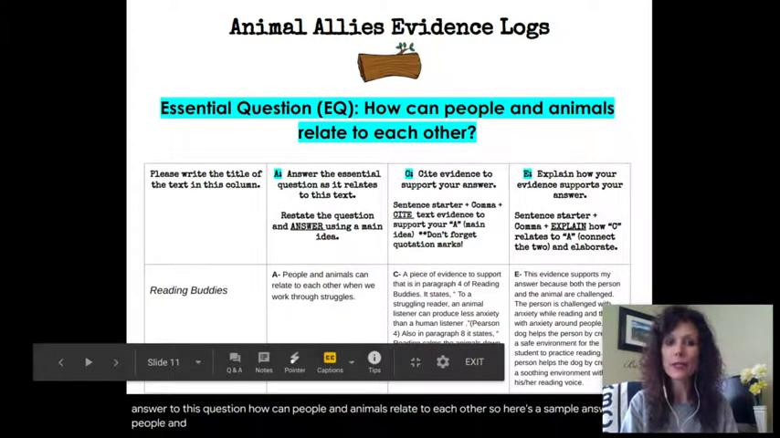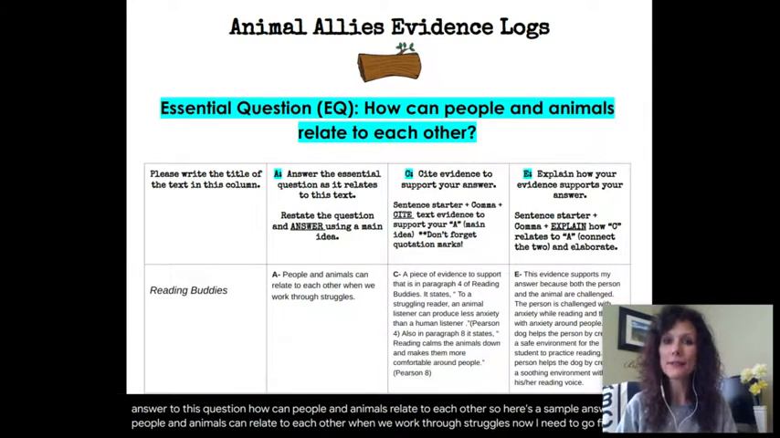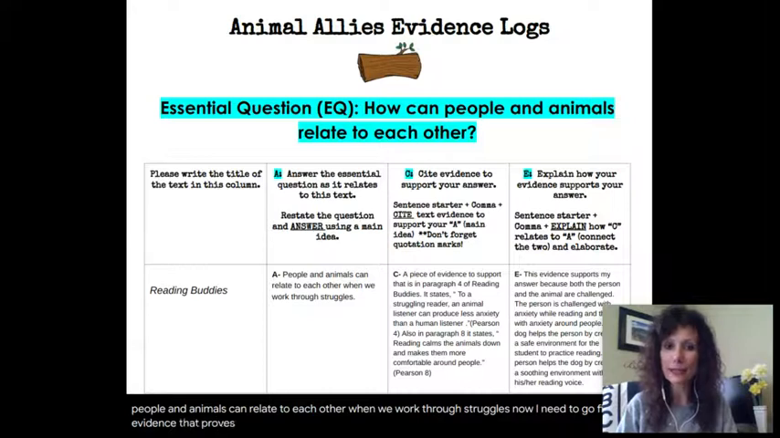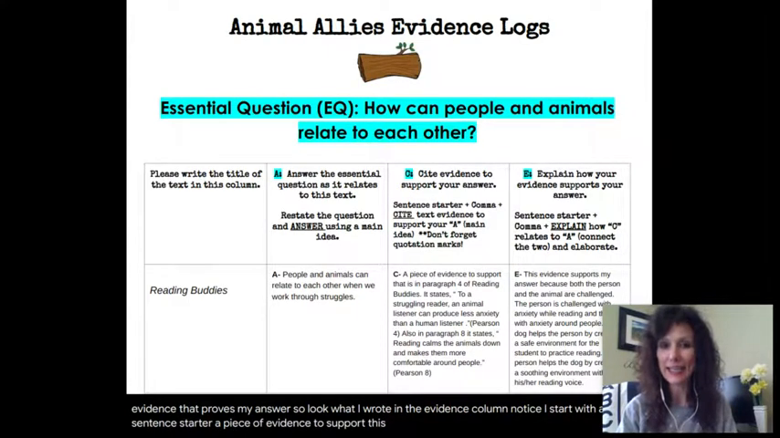People and animals can relate to each other when we work through struggles. Now I need to go find some evidence that proves my answer. So look what I wrote in the evidence column. Notice I start with a sentence starter. A piece of evidence to support this is, and I make sure I tell you where I found it. It's in paragraph 4 of Reading Buddies.